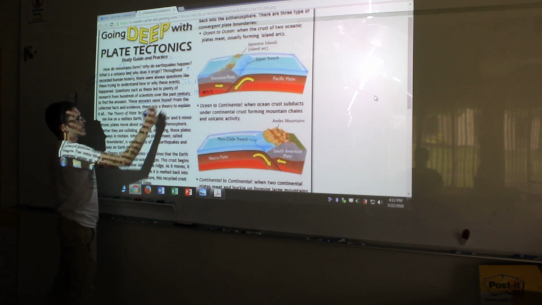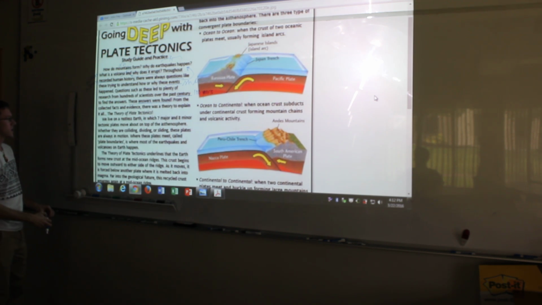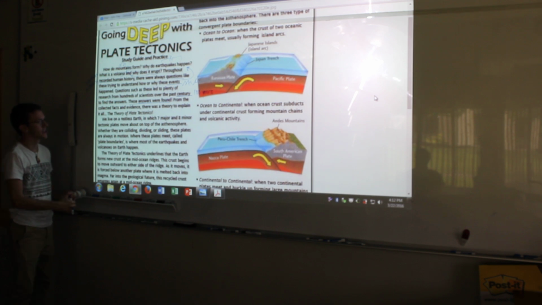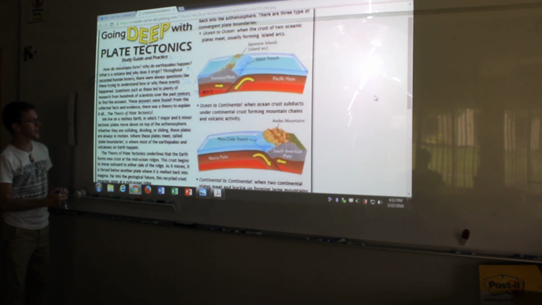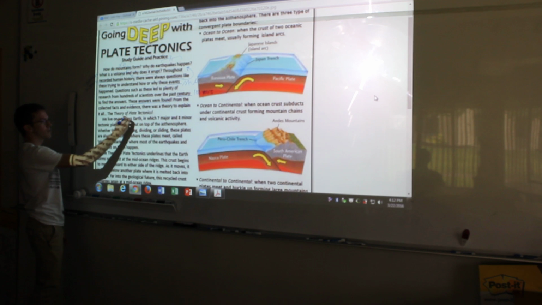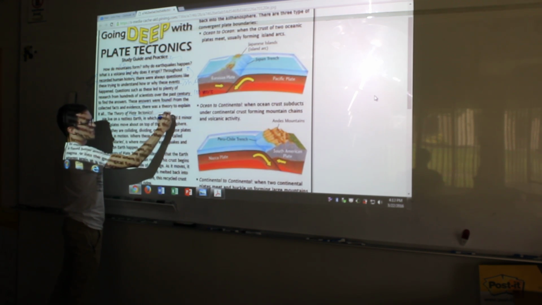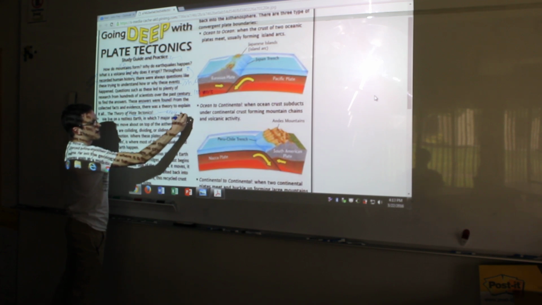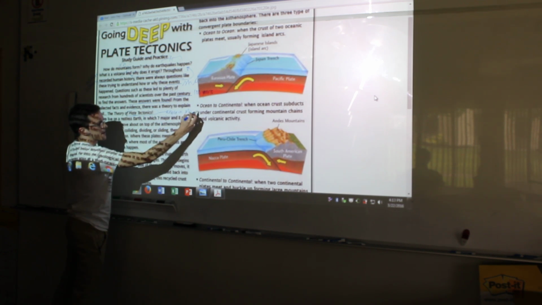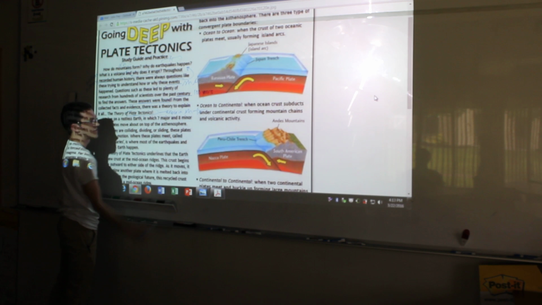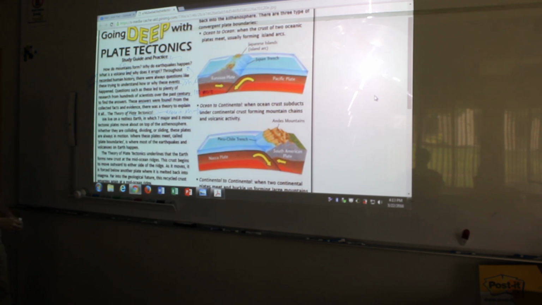Perfect. What are they? "From the collected facts and evidence, there was a theory to explain it all. The theory of plate tectonics." Oh, here it is. So this plate tectonics is going to explain mountains, earthquakes, volcanoes. Okay.